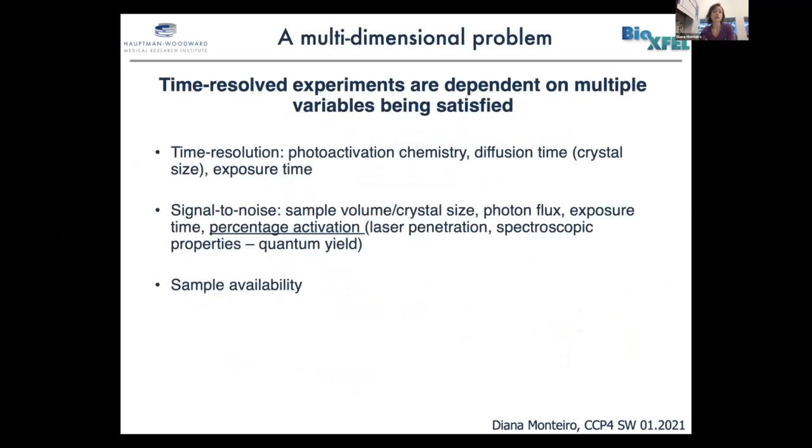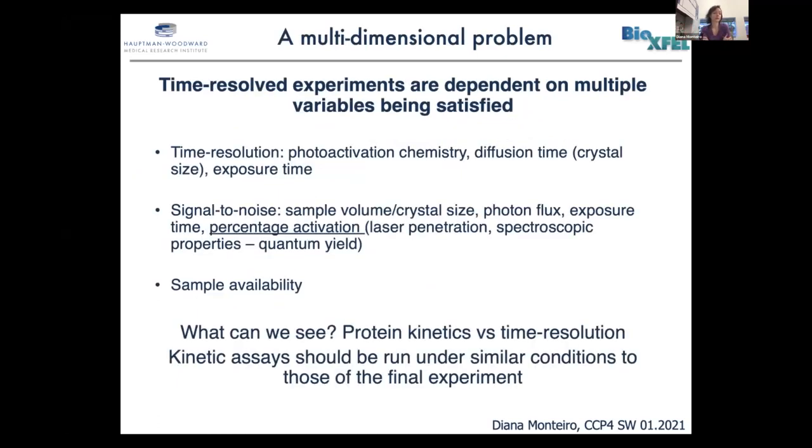So just to finish off, I would like to point out that all of these experiments are a multidimensional problem. You have to think about your sample, your time resolution, and your signal to noise, but there are a lot of methods. There's a lot of things available to you, a lot of beamlines, a lot of expertise. So there's always a way around it. And the real question is, what can we see? What do you want to see?